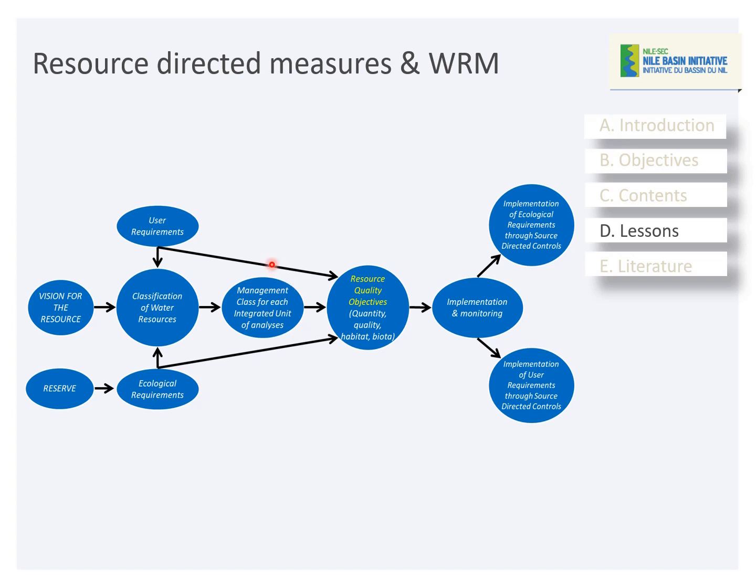The classification results in the selection of management classes for each integrated unit of analysis. And each integrated unit of analysis is that spatial area where you have a consistent use and or protection focus. An example will be if you have a conservation area, you can assume that the goal or the vision for water resources in a conservation area would be to protect the water resource and its associated biodiversity and processes.